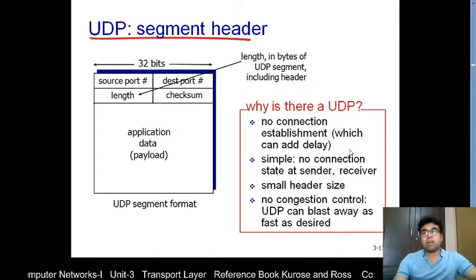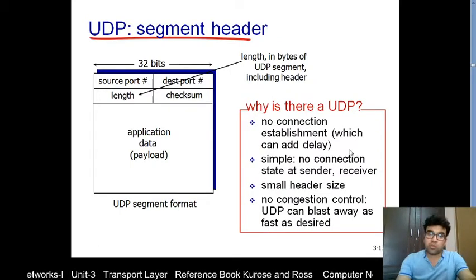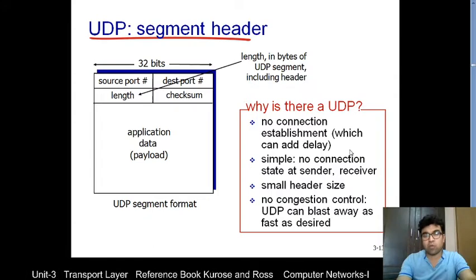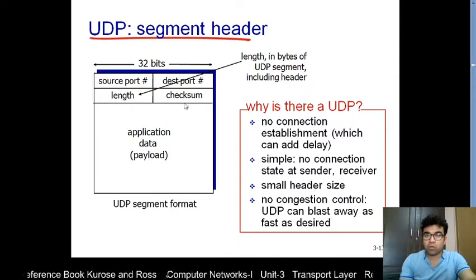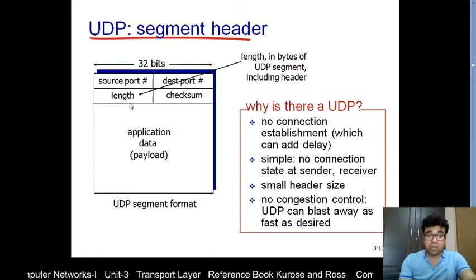So that is how UDP provides you fast communication or fast process to process delivery, because you can see in this particular header you have only 4 fields. With the above 2 fields, source port number and destination port number, UDP provides you process to process delivery. And with the length field, it gives you the complete length of the UDP segment, and the checksum field is used for checking the bit errors in this whole UDP segment.